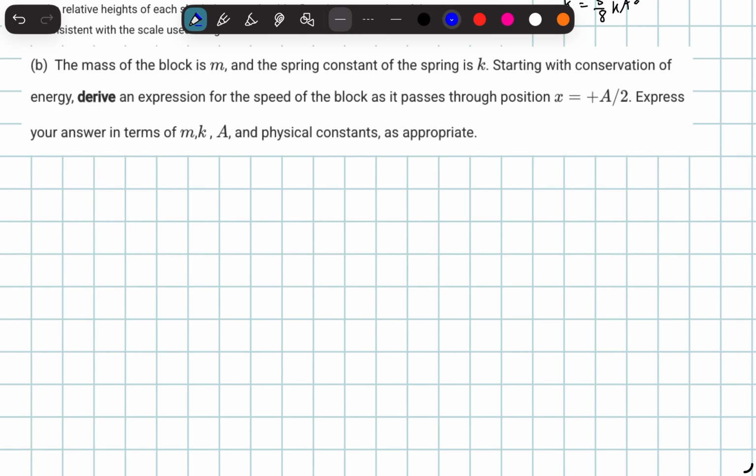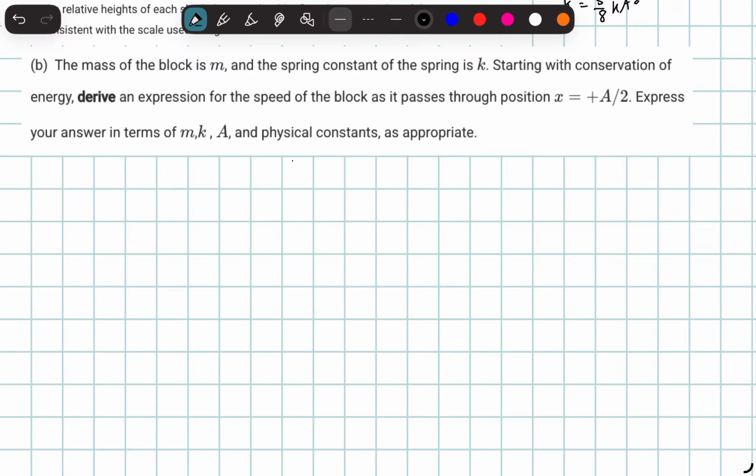The mass of the block is m, and the spring constant of the spring is k. Starting with the conservation of energy, derive an expression for the speed of the block as it passes through position x equal to a/2. Express your answer in terms of m, k, and a, and physical constants as appropriate.